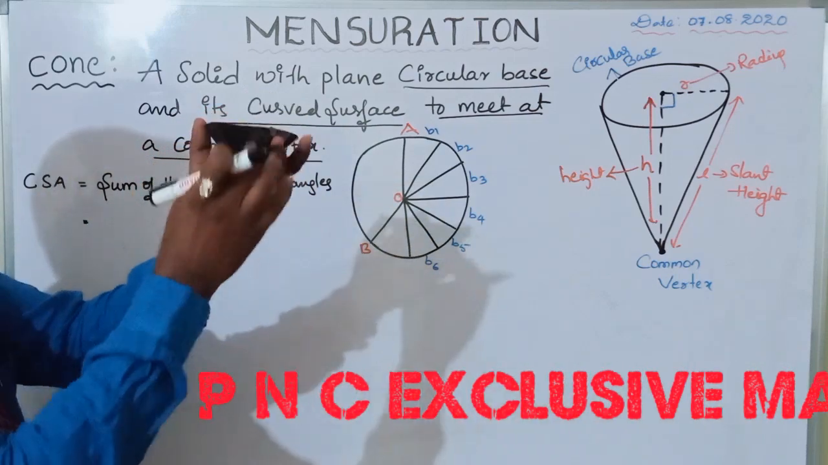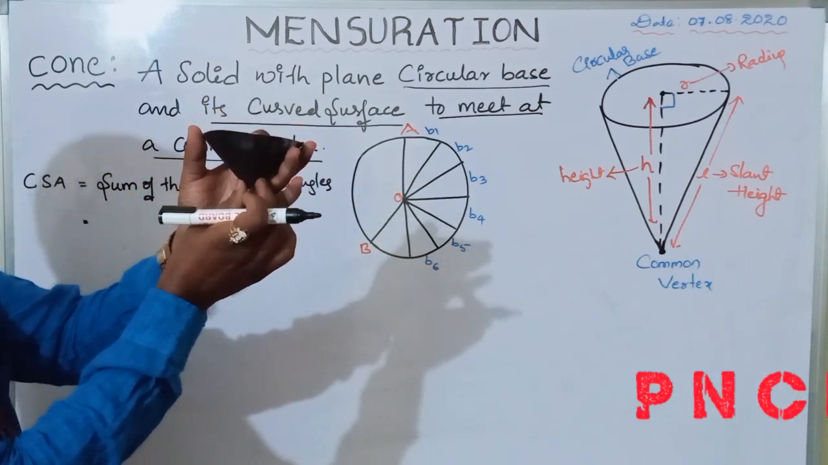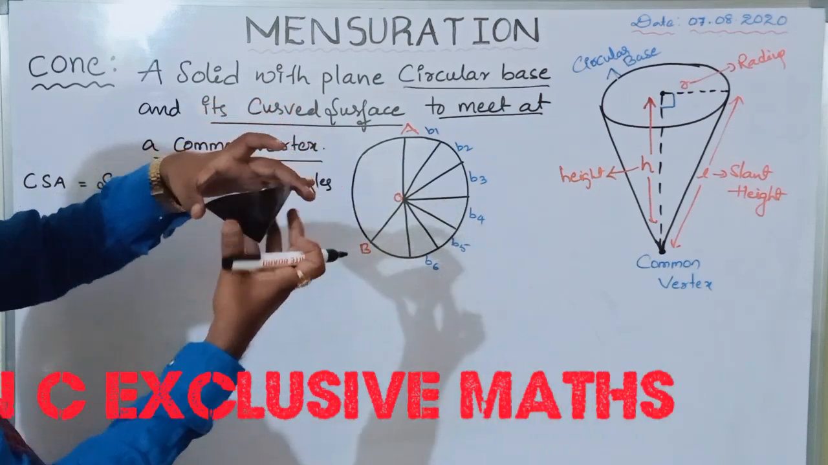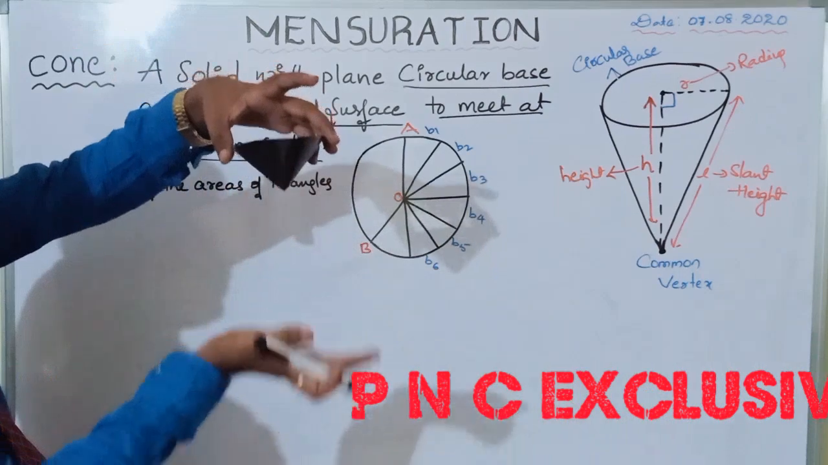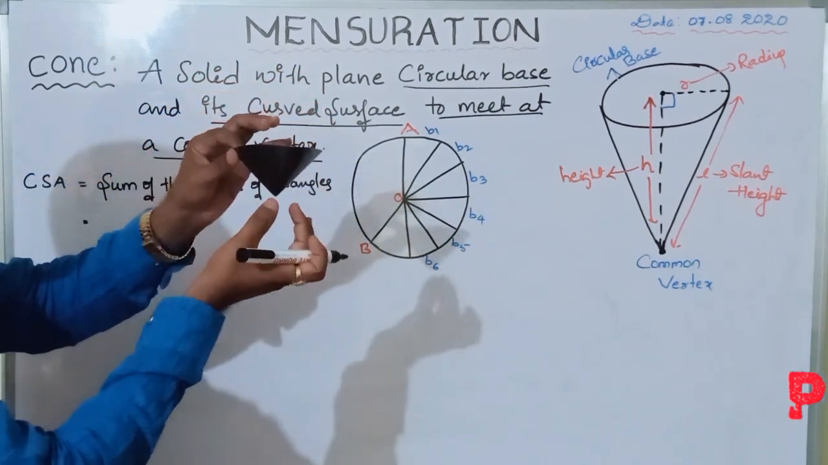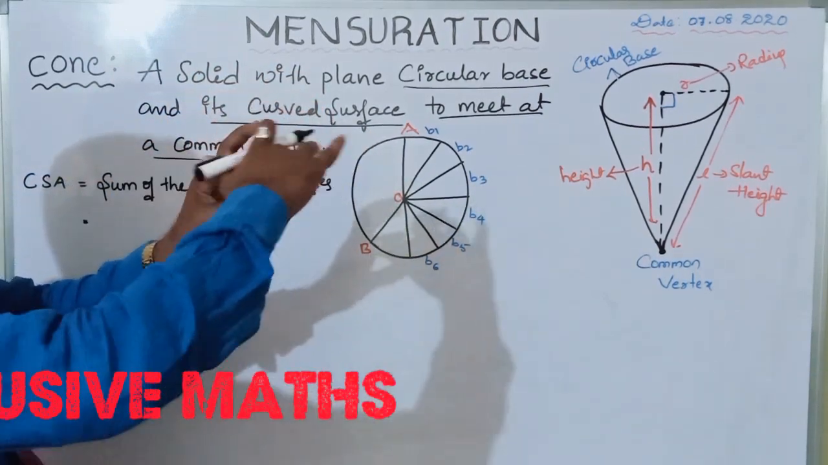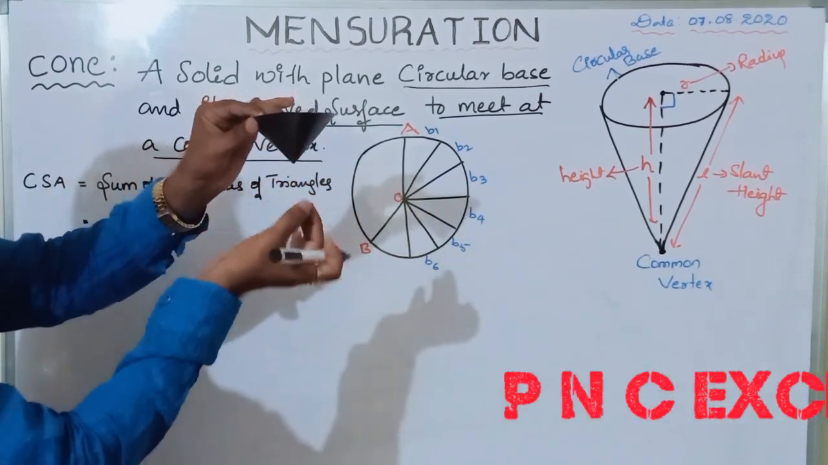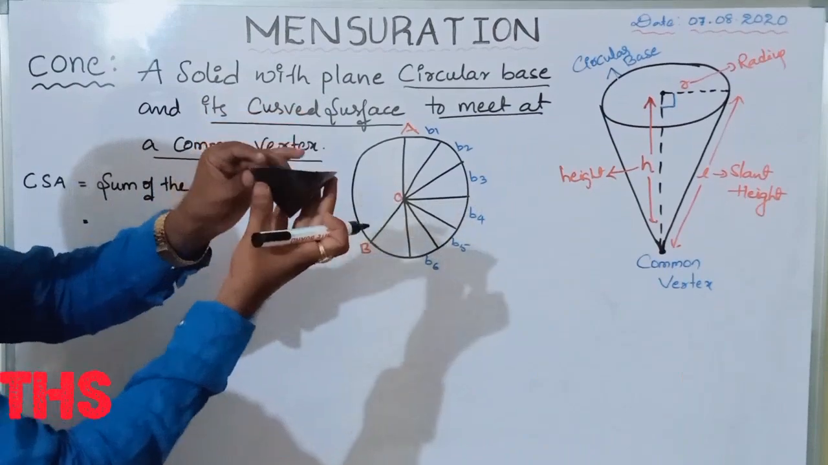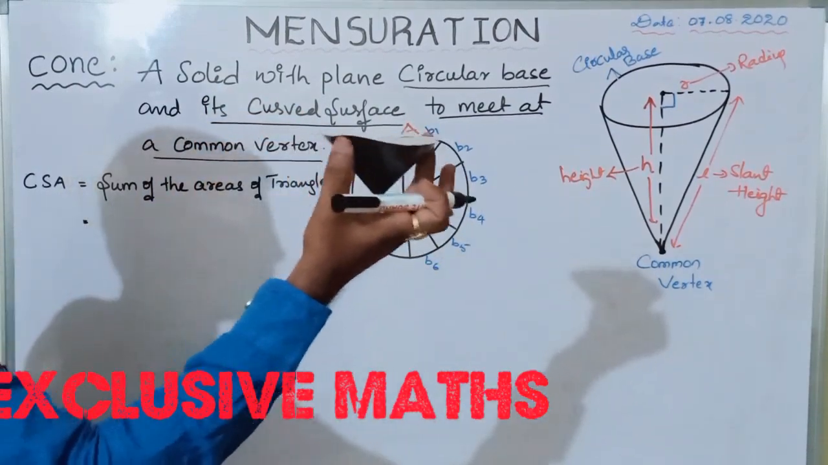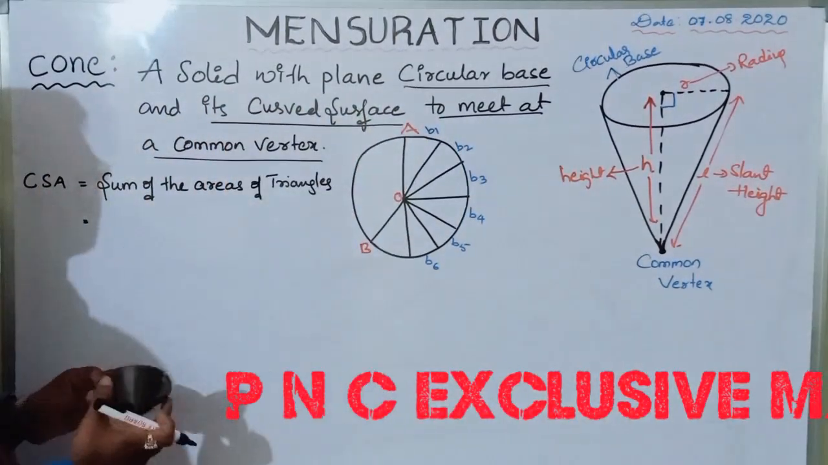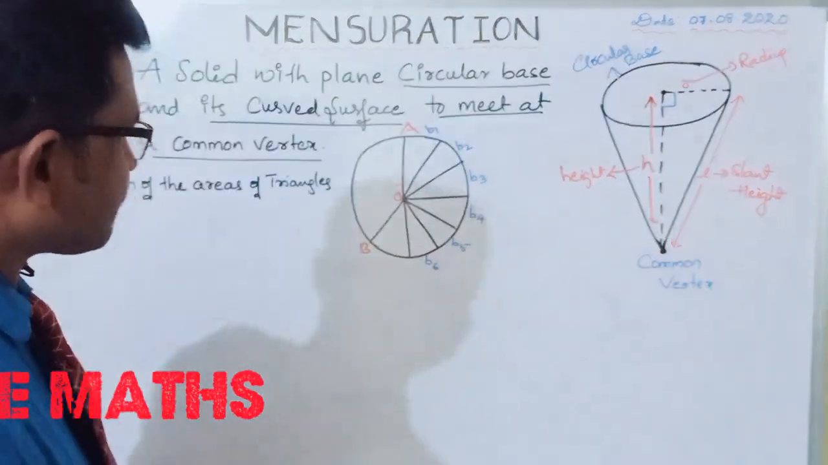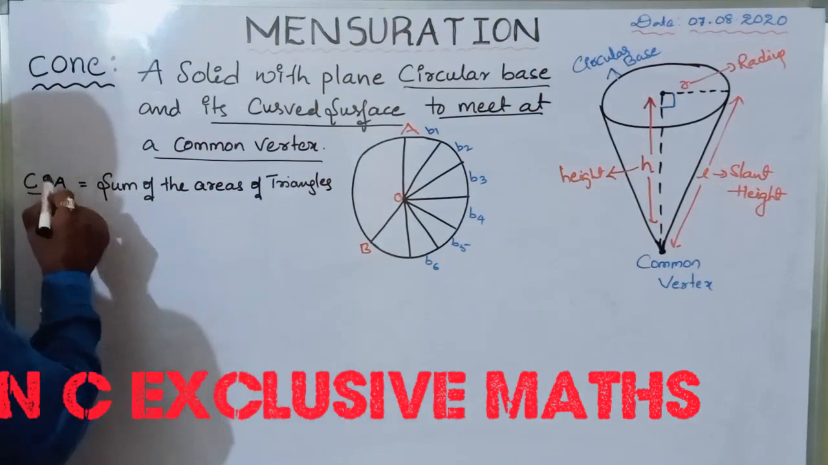This is a special case of a cylinder. So a cone is a special case of a cylinder. A cylinder has two circular bases at both ends. Here we have a cone with one plane circular face, and the curved surface meets at a common vertex. Such types of solids are called cones. Now, the CSA of a cone.